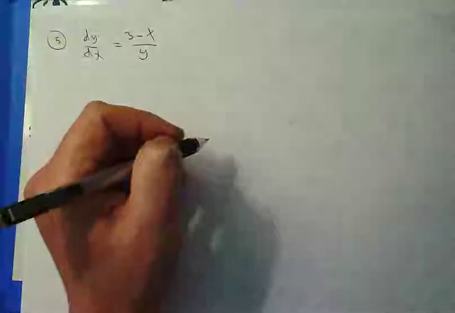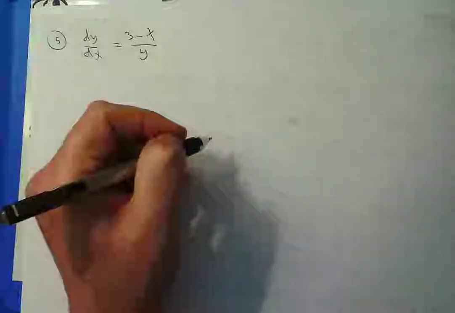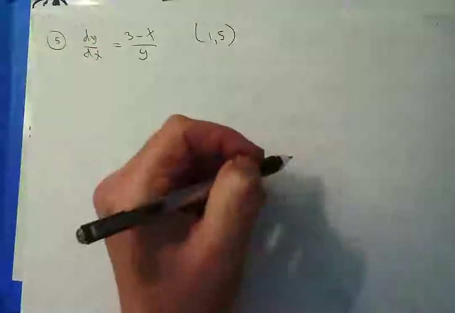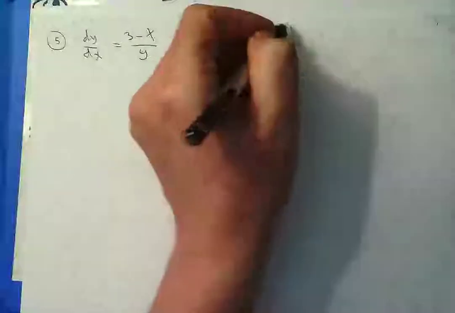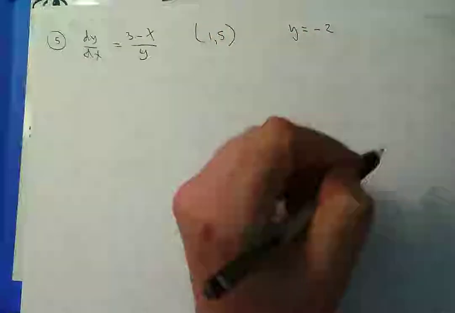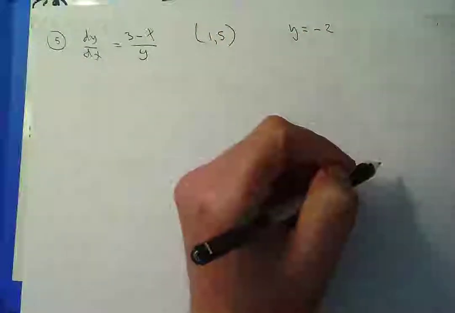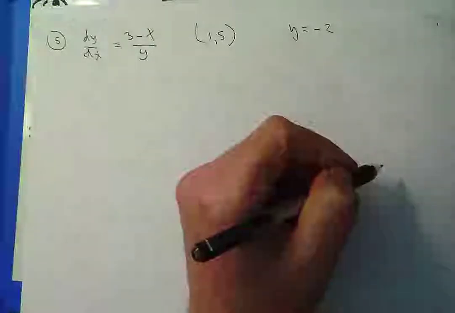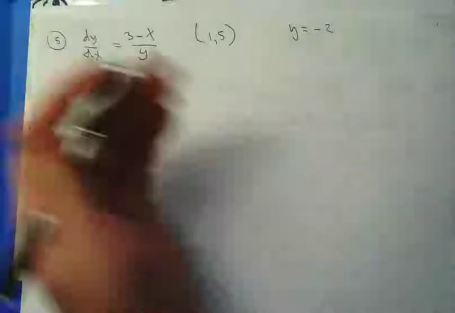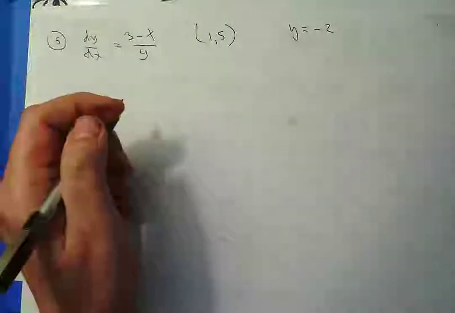No calculator. Consider the differential equation dy dx equals 3 minus x over y. Let f be a particular solution to the given differential equation on 1 to 5, such that y equals negative 2 is tangent to the graph of f. Find the x-coordinate of the point of tangency. Determine whether f has a local min, max, or neither at this point. Justify your answer. Okay, so they're not asking me to solve this differential equation yet.